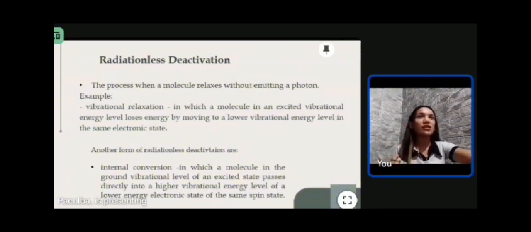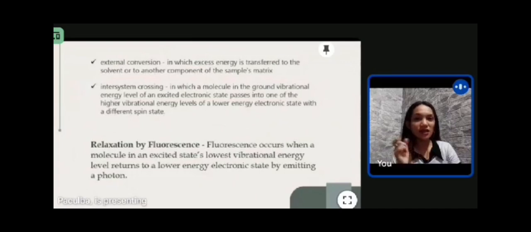Okay, now let's proceed to another form, the external conversion, in which excess energy is transferred to the solvent or to another component of the sample's matrix. For example, you have hot coffee. When you place the hot coffee on the table, the excess energy will transfer to the table, making the table warm. That is what we call external conversion, the process where the excess energy is transferred to the surrounding environment.